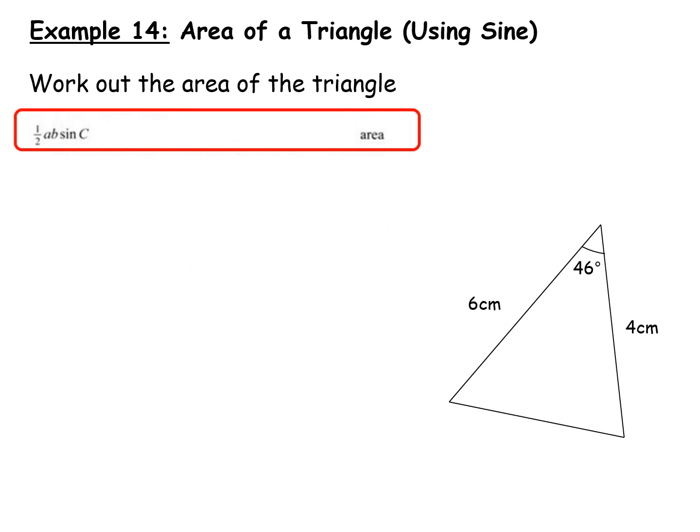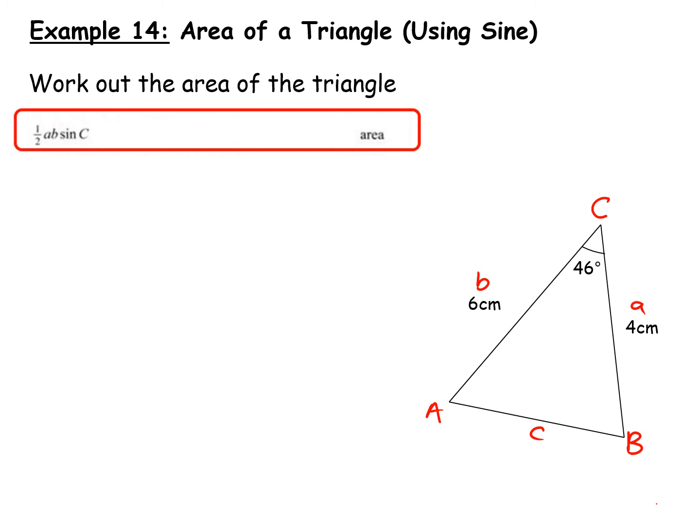So example 14, work out the area of this triangle. Just like before with using the sine rule, our labeling is very important. Here we only have one angle and it should be called C. So if possible, relabel your triangle. This is side C, so then it doesn't really matter which one is A and which one is B.